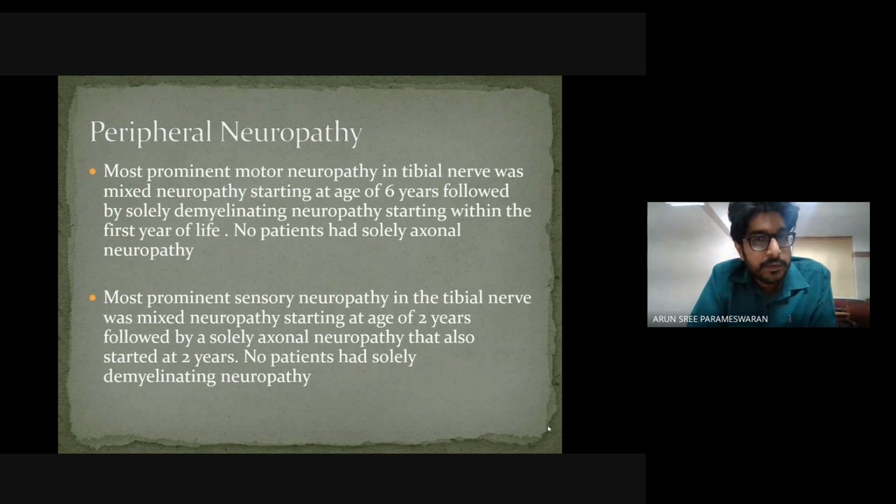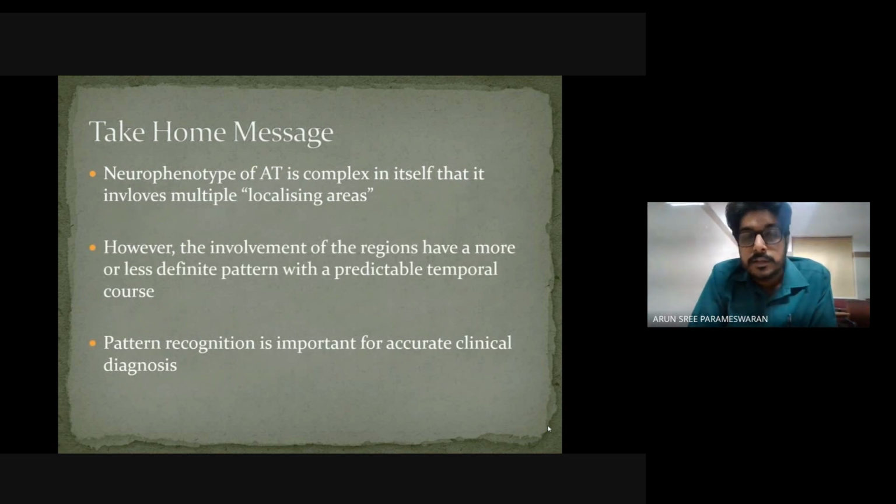However, the type of neuropathy is different in different domains such as motor and sensory, and it also is different in upper and lower limb, such that one can be demyelinating, the other can be mixed or axonal. Mainly the take-home message of this presentation is that the neurophenotype of ataxia telangiectasia is very complex, in that it involves multiple localizing areas. You can get clinical features of neuropathy, you can get cerebellar signs, you can get extrapyramidal manifestations. So as such, it has multiple localizing areas.